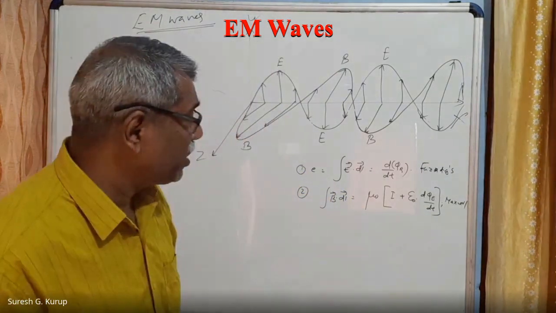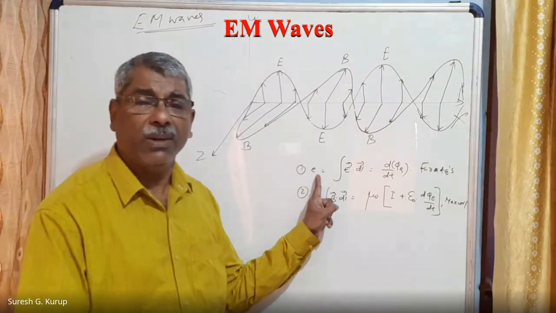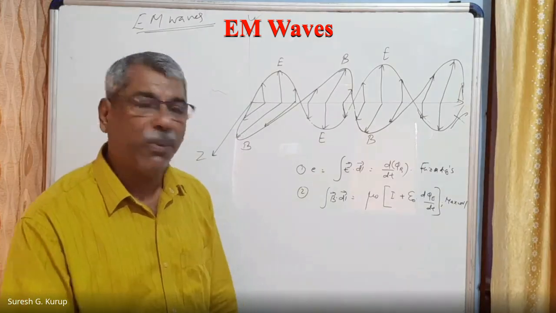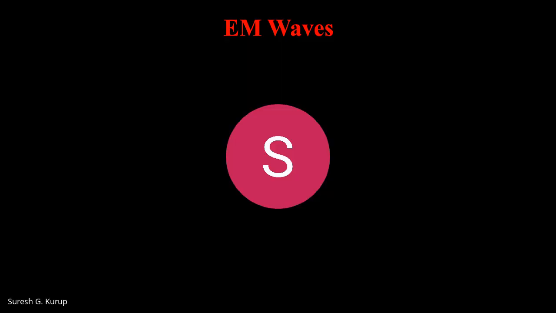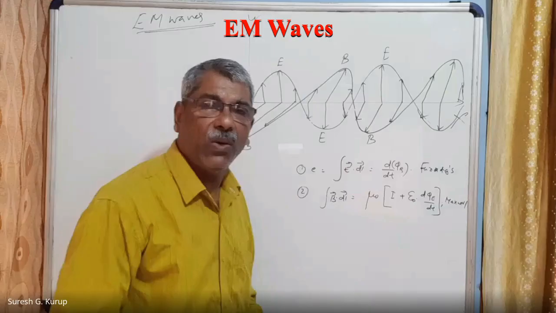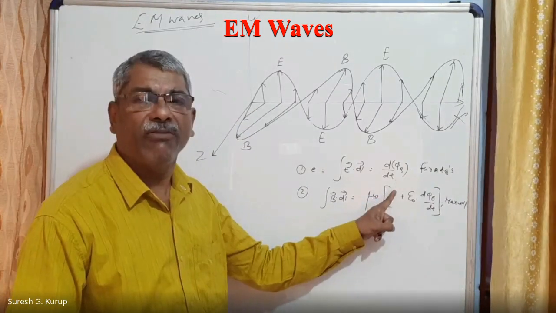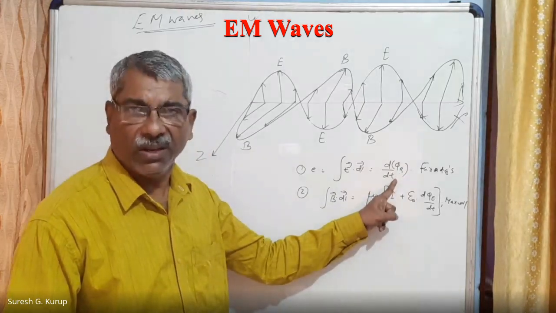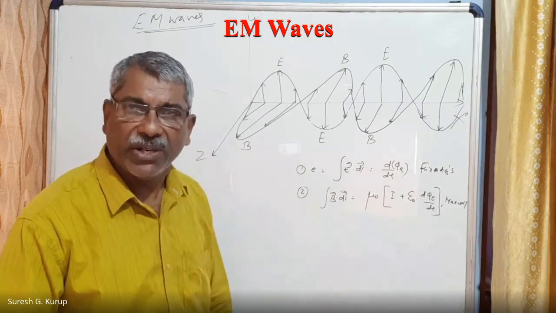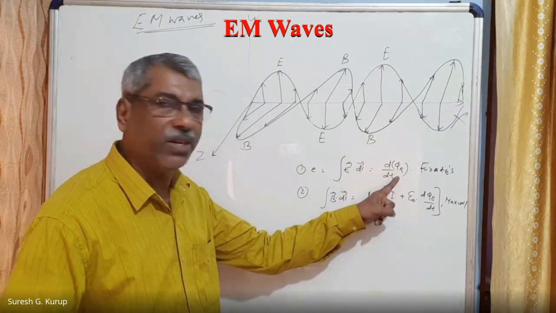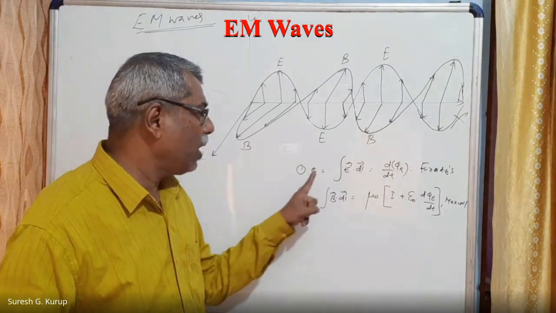So these are the two relations we can state. This relation also tells us how the electric and magnetic fields are produced. This is Faraday's law. According to Faraday's law, the EMF produced in a coil is directly proportional to the rate of change of magnetic flux. Magnetic flux variation means magnetic field variation. That means a changing magnetic field produces EMF.